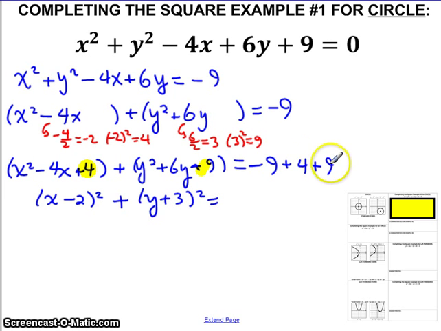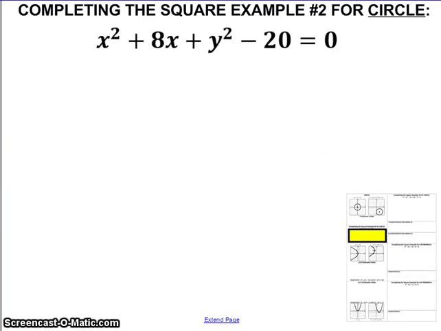equals, well, the negative 9 and the plus 9 are going to cancel and we end up with 4 over here. Now I'm going to stop right here. This is actually the standard form for a circle, and we'll talk more about that in the next video. What I really want to do in this video is just get through completing the square up to the point of standard form, and then we'll discuss what the standard form is and what it tells us.